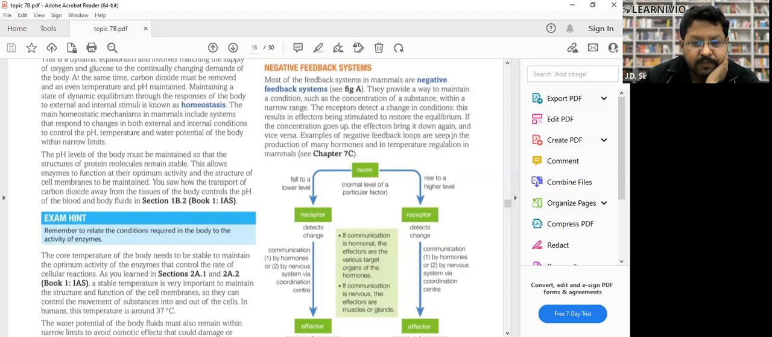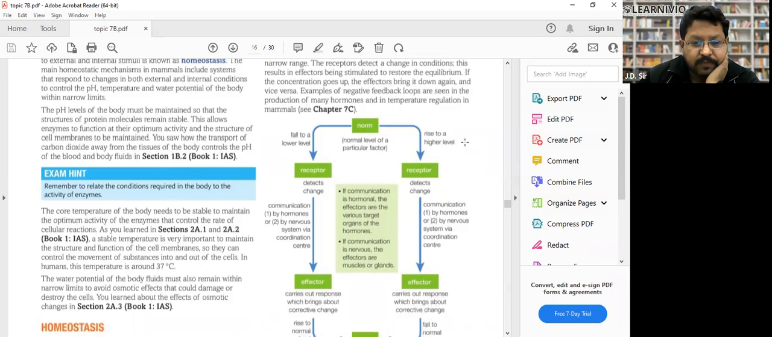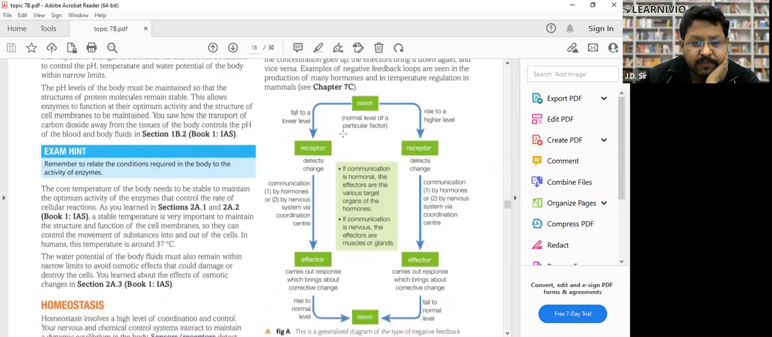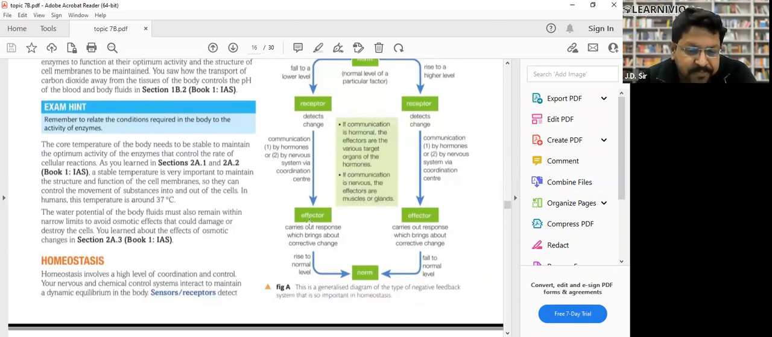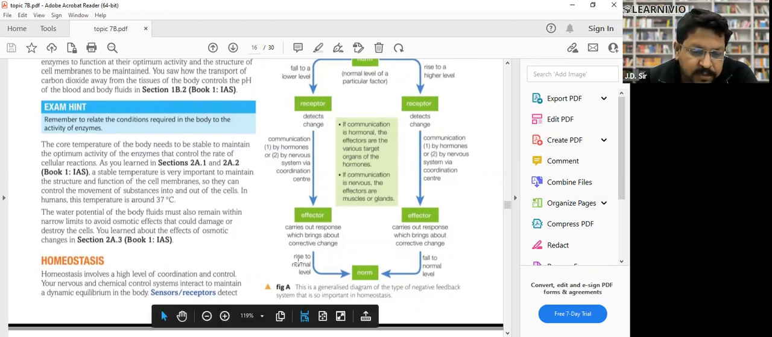Example of negative feedback. Let me give you negative feedback. So, this is the normal level of the particular factor. It falls to a lower level. So what will happen? There are receptors in our skin. They detect the change. Communication is by hormone, or by the nervous system via the coordination center, which means they will go to our brain. The effector carries out the response which brings about the corrective changes, to rise to the normal level.